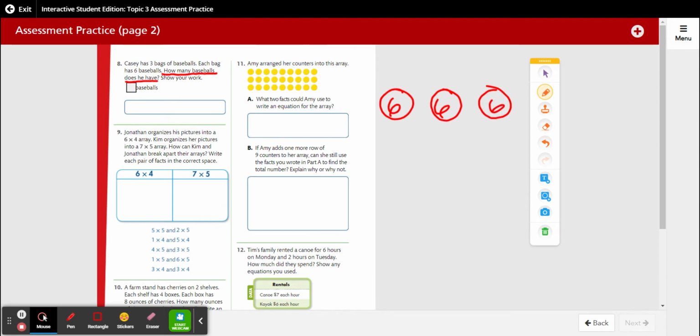Since I'm talking about equal groups, I have 3 groups of 6, and the expression for that would be 3 times 6. If I know my multiplication facts already, or if I want to do skip counting in my head, I could find the answer. I could also use the distributive property. So if I wanted to do that, I could say, well, 3 is the same as 1 and 2.